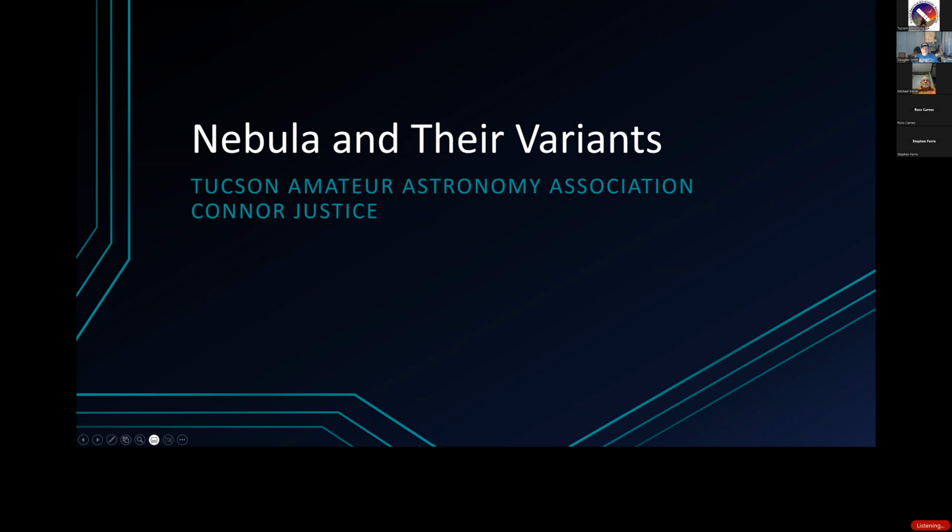So first off, we're going to start with the emission nebulas. All nebulas, by certain definition, are large collections of gas and dust that can stretch up to many dozens of light years in size and density. So you'll see that recurring through all of these slides. What distinguishes emission nebulas from the other categories is that the gas in emission nebulas is being ionized by young bright stars near the nebula.